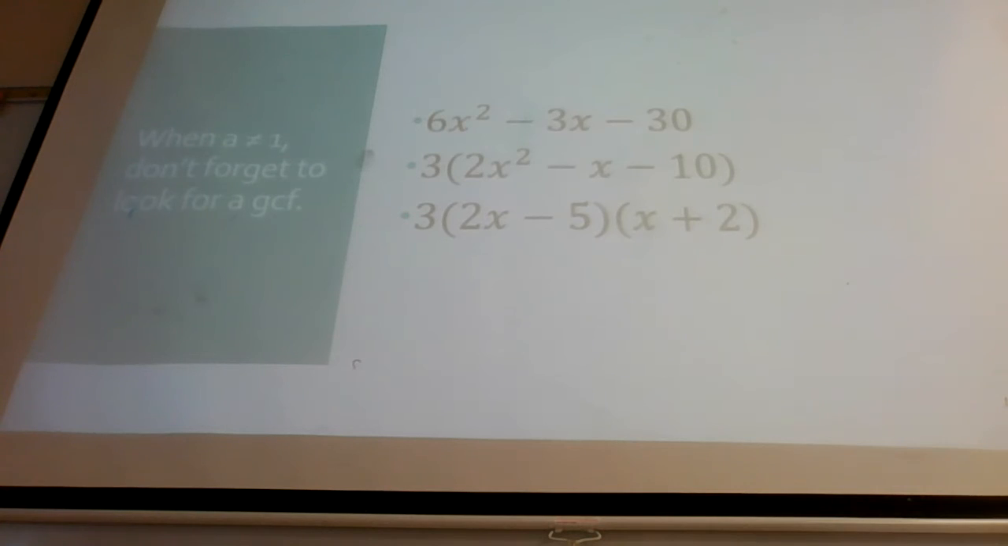6x squared minus 3x minus 30. Again, when a is not 1, the first thing I look for is a GCF. 3, which is the coefficient of the x, goes into both 6 and 30, so I pull it out. It makes my life easier. 2x squared minus x minus 10.